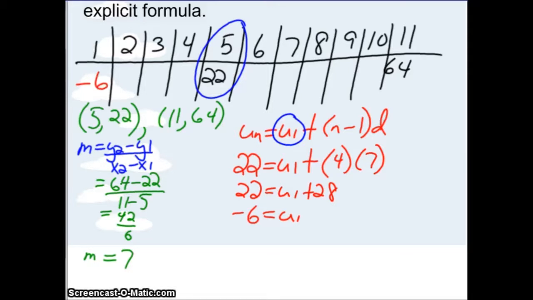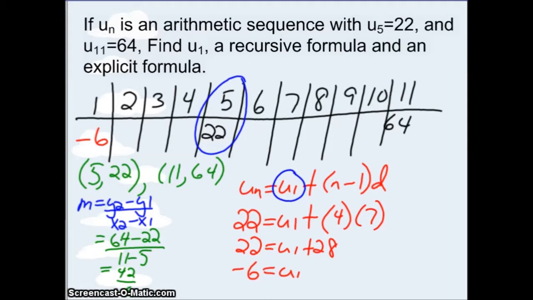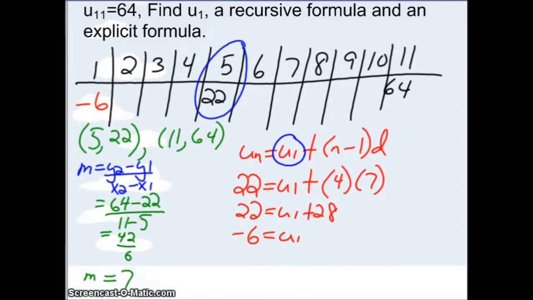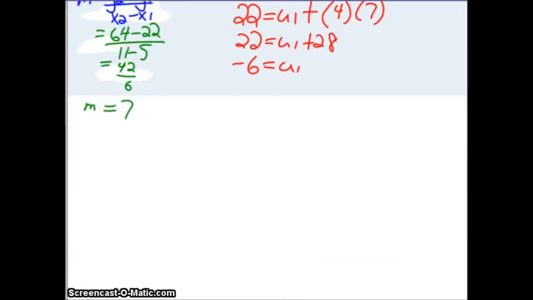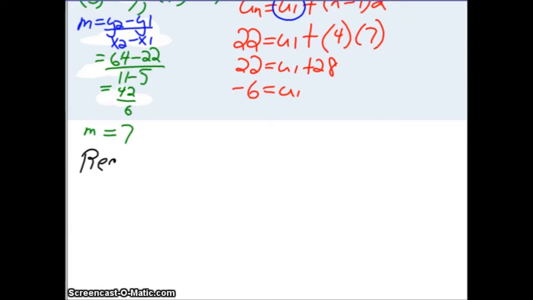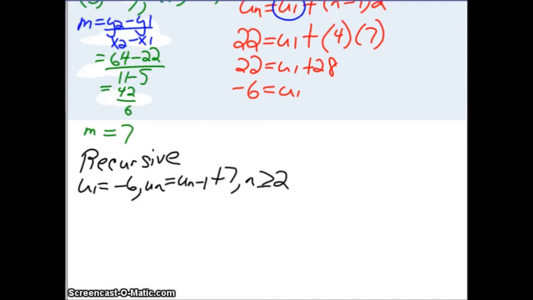All right, now that I know my u sub 1 and my common difference, they're asking me to write a recursive and an explicit formula. So I'm going to do that now. Recursive: I have to state the first term, which is -6, and a recursive formula for each term that follows. So u sub n is equal to the previous term plus the common difference, which is 7, for all n greater than or equal to 2. And now the explicit: u sub n is equal to the first term plus n minus 1 times the common difference, which is 7.